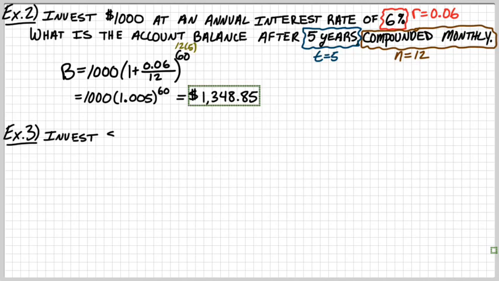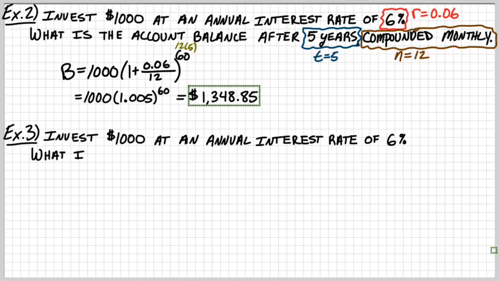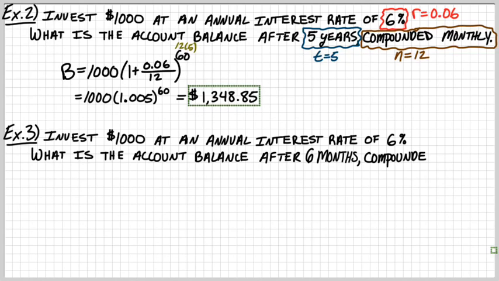Okay, in example 3, I want to do a really similar case. So a $1,000 investment at an annual interest rate of 6%. But now I want to know the balance after 6 months. And this one's actually compounded quarterly. So a little different setup, but again, if you follow the formula well, this should be no problem. So the balance after 6 months, so half a year. And this one's actually compounded quarterly, so 4 times a year.